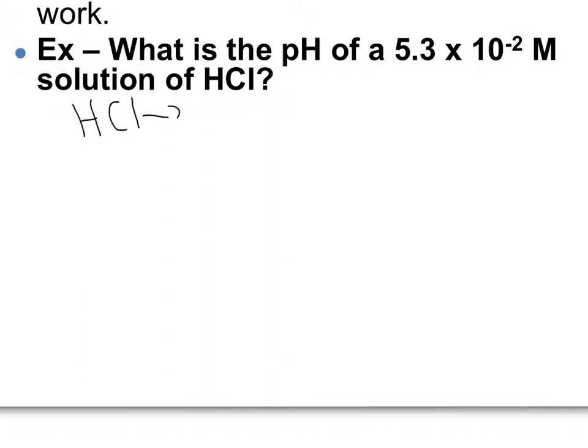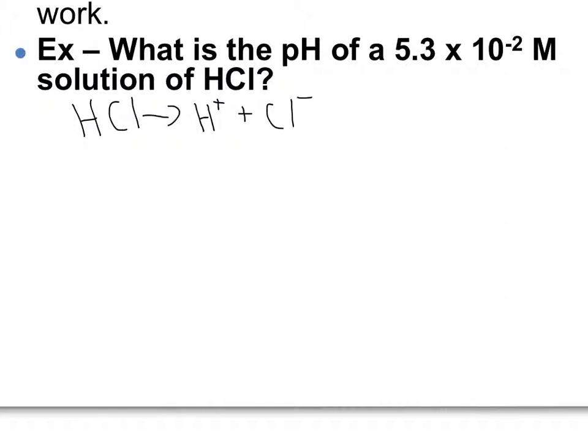And as a reminder, dissociation is when we put an ionic compound, or an acid or base in this case, into water, they're going to separate from each other. And that separation is called dissociation. So when we write the dissociation equation, we're actually just writing how they split apart. So HCl is going to split apart into H plus and Cl minus.